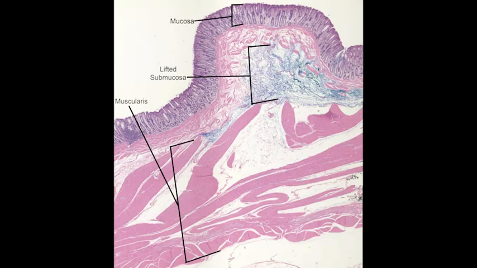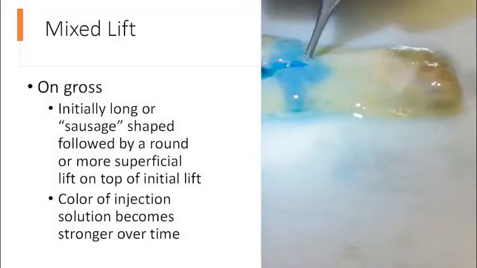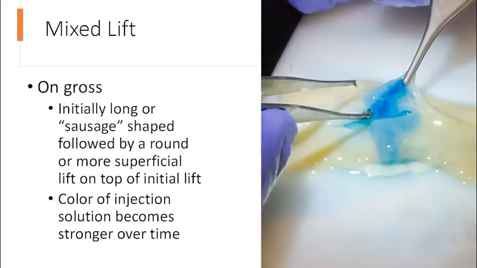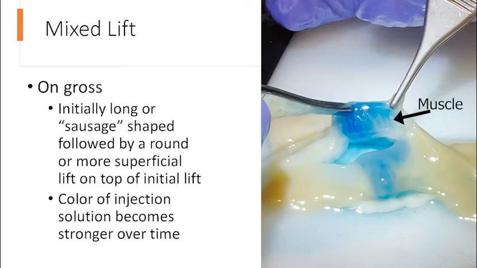This is a histologic cross-section through a submucosal lift. The lift solution contained blue dye which can be seen in the submucosal plane. The muscularis propria can be seen below. Here is another section of a submucosal lift. The dye in this case was yellow and can be seen in the submucosal plane. This cross-section shows a mixed superficial and deep lift. The vertically oriented muscle fibers can be seen below the submucosal layer.